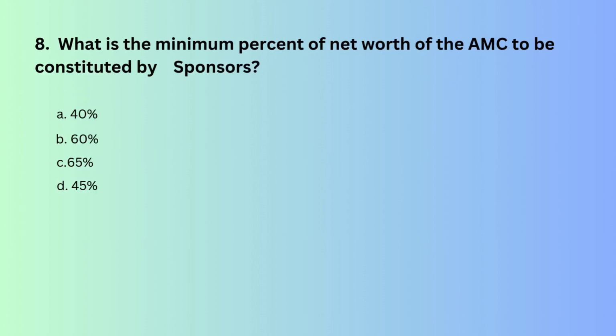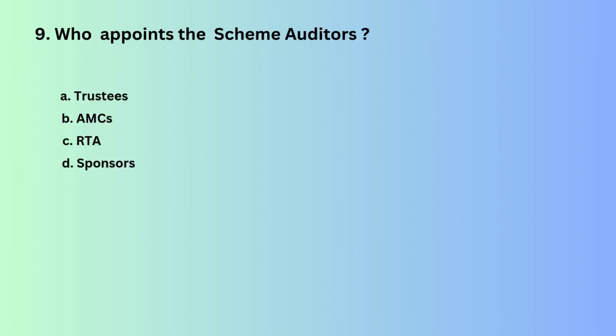Question number 8. What is the minimum percent of net worth of AMC to be constituted by sponsors? A. 40%, B. 60%, C. 65%, and D. 45%. And the correct answer is A, 40%. Who appoints the scheme auditors? A. Trustees. B. AMC. C. RTA. And D. Sponsors. And the correct answer is A, Trustees.